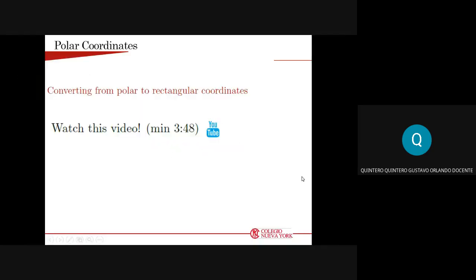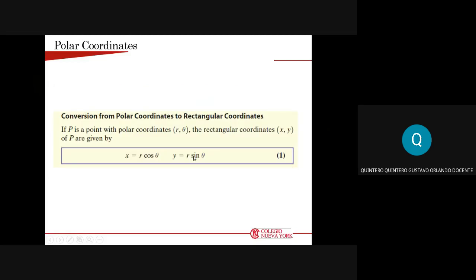This is easily shown with a couple of examples. Again, guys, if you like to write down notes or take screenshots, go ahead and do it right now. These are going to be the formulas to change from polar to rectangular coordinates. The reasoning behind these formulas, we already saw in the video.